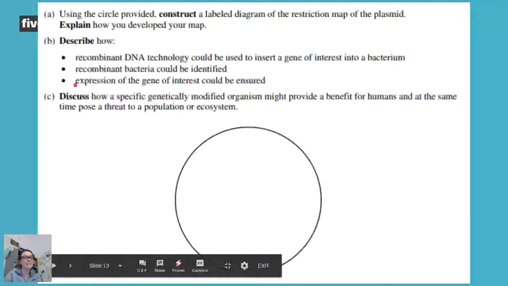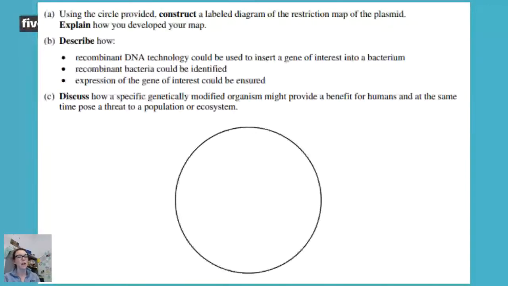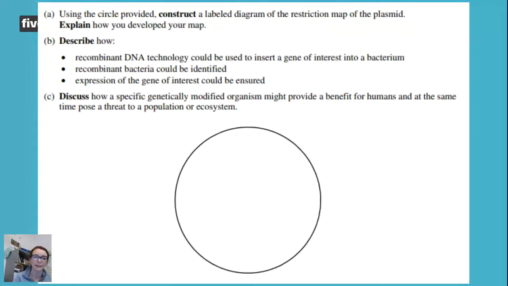All right, part C: discuss how a specific genetically modified organism might provide a benefit for humans and at the same time pose a threat to a population or an ecosystem. So this is a good question to think about, because oftentimes the AP exam will include some sort of ethical question, or ask you to answer or pose an ethical question. So this one is right up their alley.